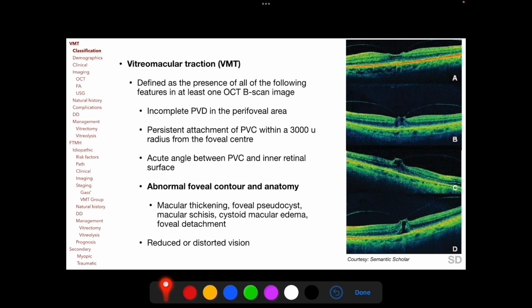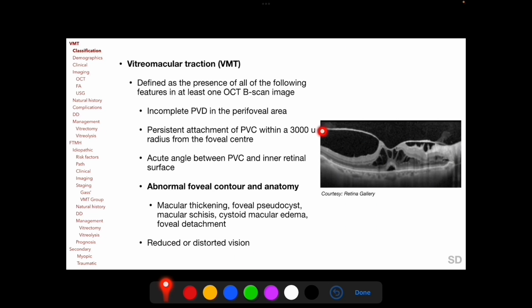Vitreomacular traction or VMT is defined as the presence of all of the following features in at least one OCT scan image: incomplete posterior vitreous detachment in the perifoveal area with persistent attachment of the posterior vitreous cortex within a radius of 3000 microns from the foveal center, and an acute angle between the detached posterior vitreous cortex and the inner retinal surface. In contrast to vitreomacular adhesion, in vitreomacular traction, the foveal contour and anatomy is abnormal and may take the form of macular thickening, foveal pseudocyst, macular schisis, and foveal detachment, along with reduced or distorted vision.